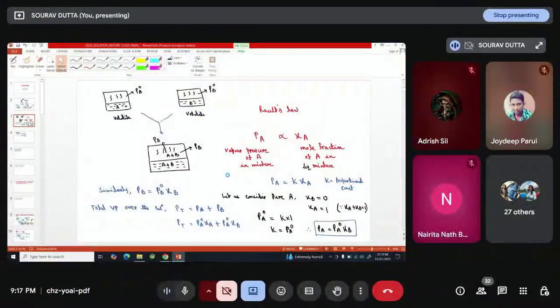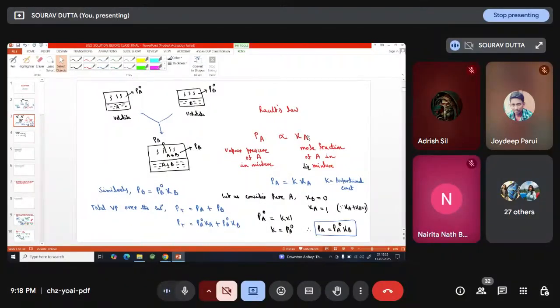Okay, so the vapor pressure of A in the mixture is directly proportional to the mole fraction of A in this liquid mixture. Mole fraction of A is represented by XA. You know, mole fraction of A means mole number of A divided by total mole number, here the mole number of A and mole number of B. So XA equals Na by Na plus Nb, we can write. In the next section, when we talk about some numericals, this will be clear to you.